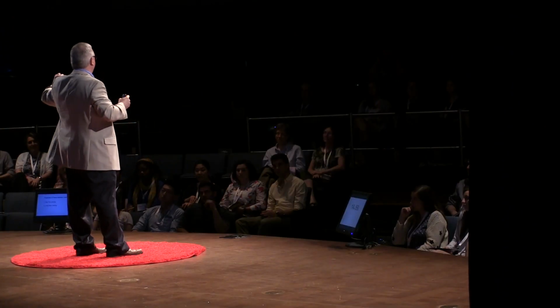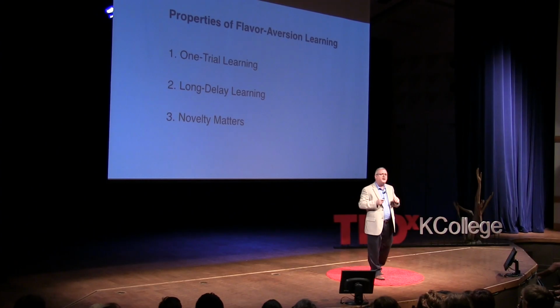Lab studies have shown that delays of 2 hours, 4 hours, 6 hours, some cases 12 to 24 hours, can be interposed between consumption of the food and illness, and the aversion is still learned. However, as I noted, the closer the food is to the illness period, the stronger the aversion will be. 3, novelty matters. In other words, you're more likely to learn aversions to foods you haven't consumed before, foods that you haven't learned to be relatively safe.